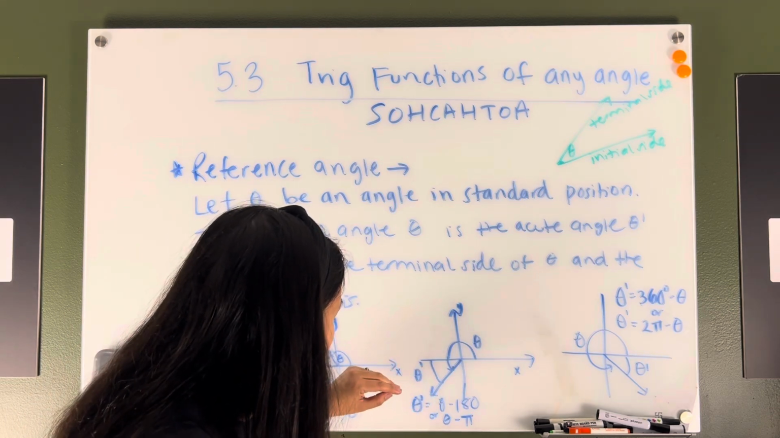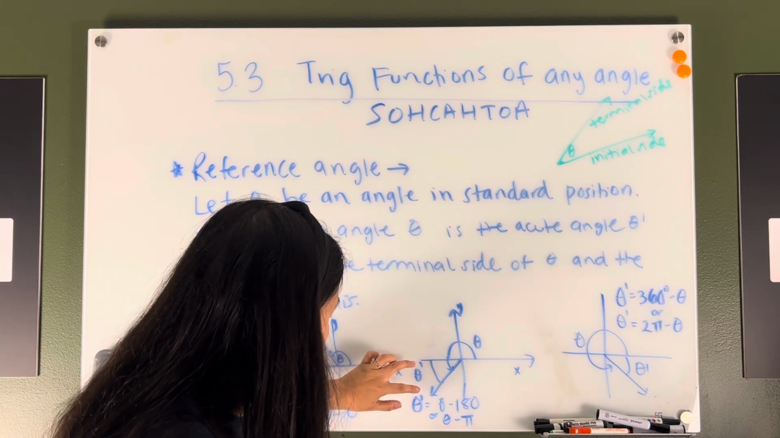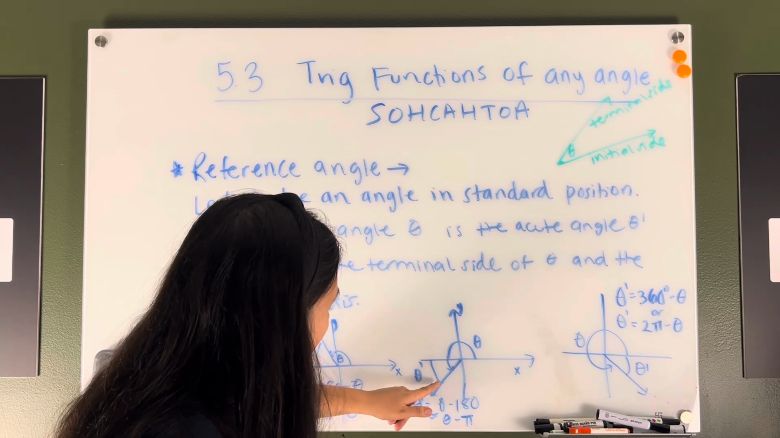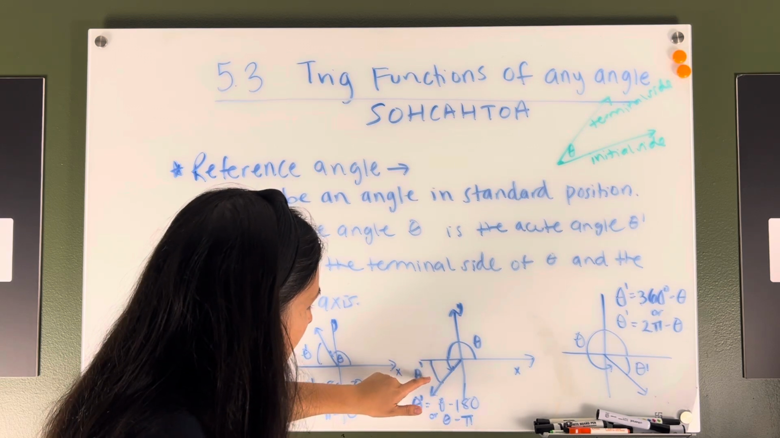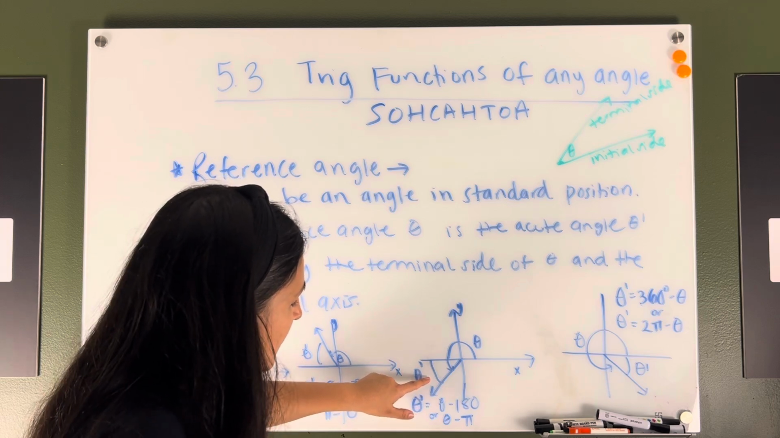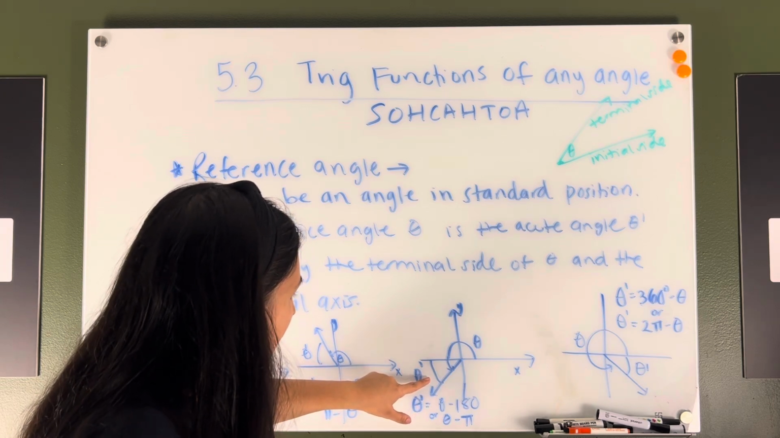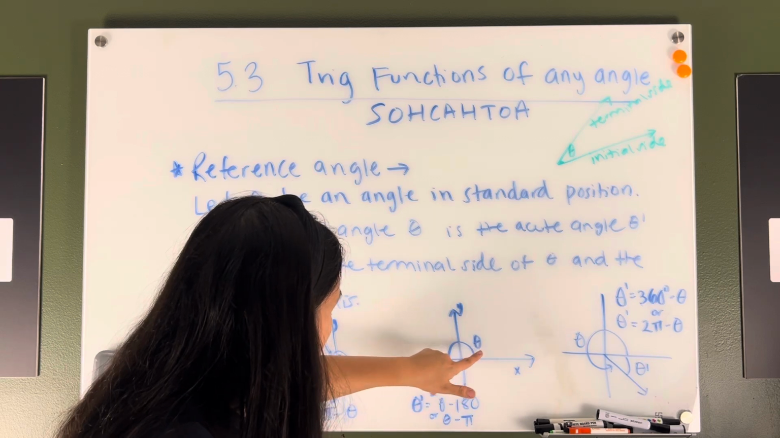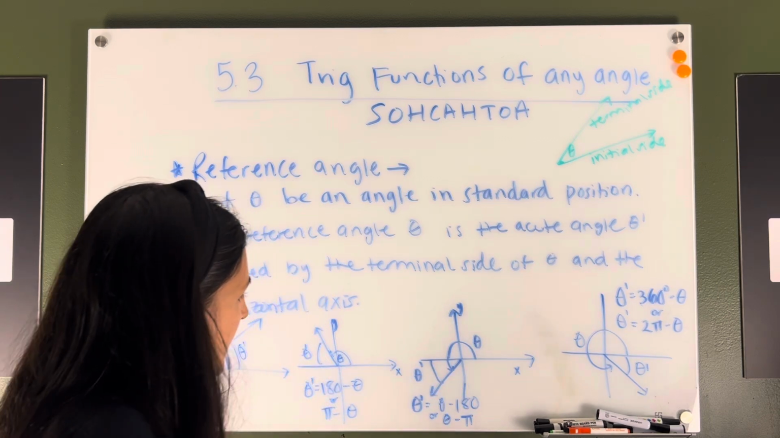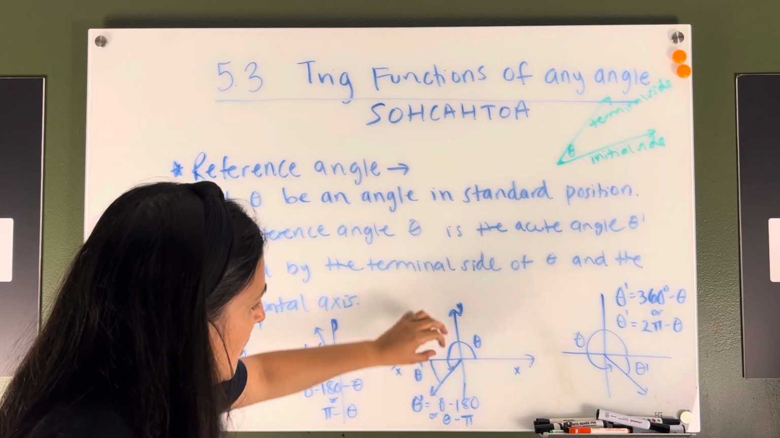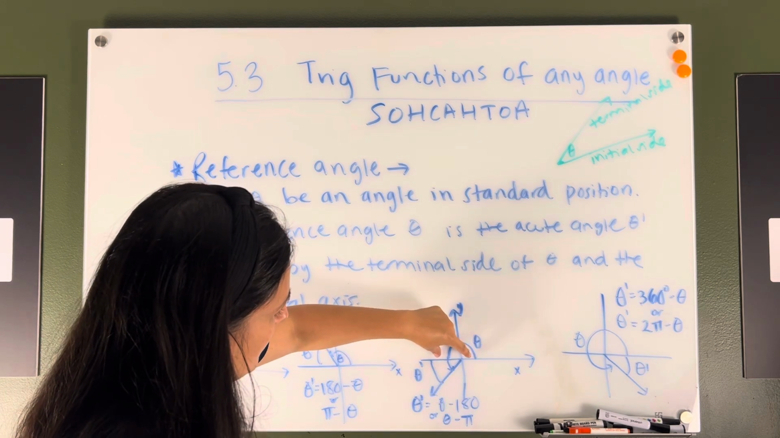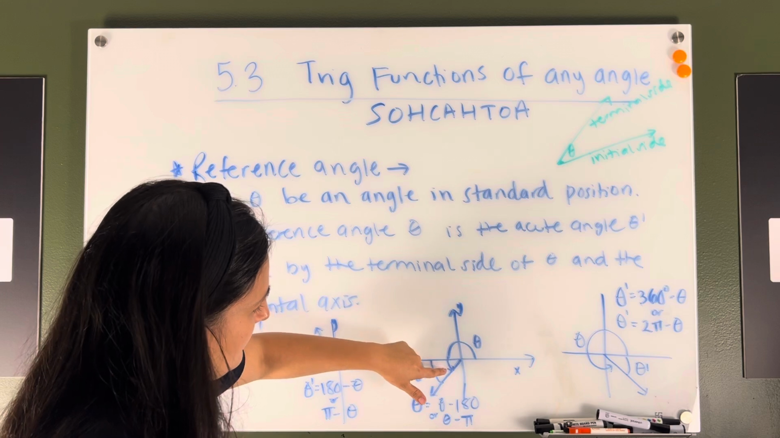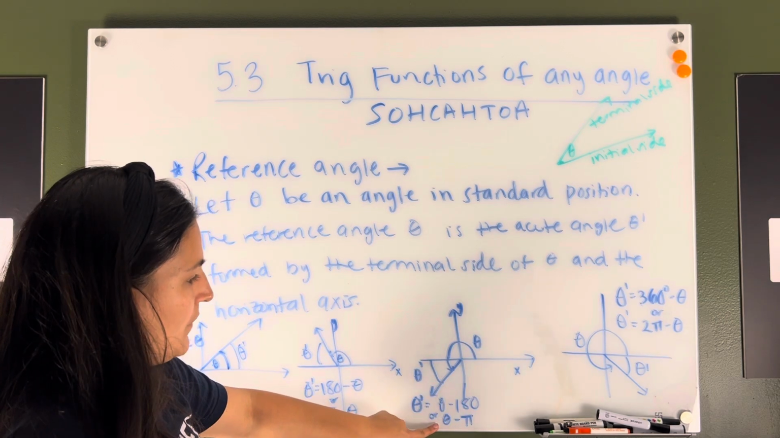And so what would be the acute angle formed, theta prime, between the terminal side, which is this ray, and the horizontal axis? Well, it would be right here. How would you get that? Well, it would be theta minus 180. Theta is all this, take away 180, which is these two portions, the line, and you're just going to be left with this angle. Again, you could also do it in radians.